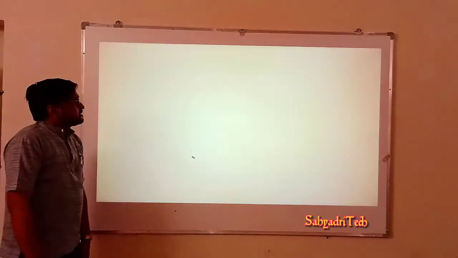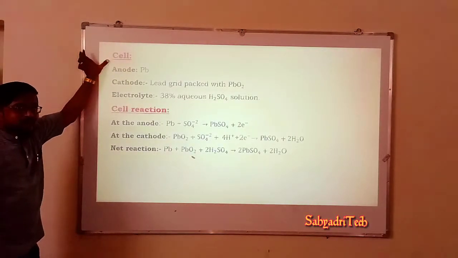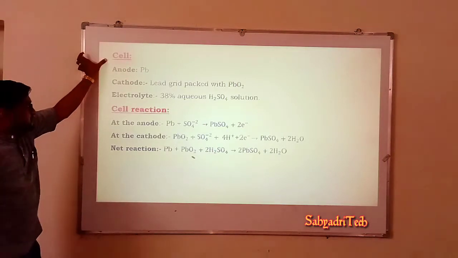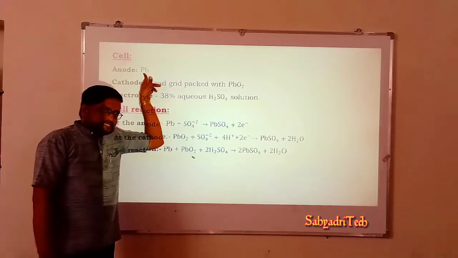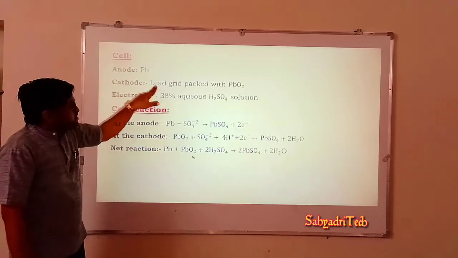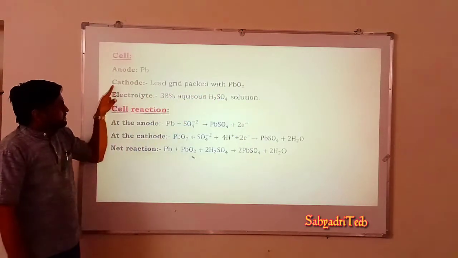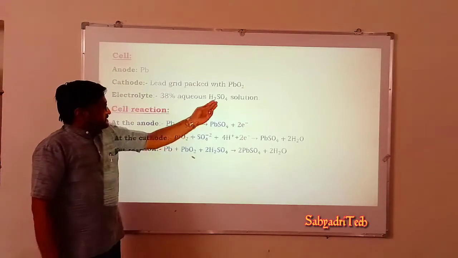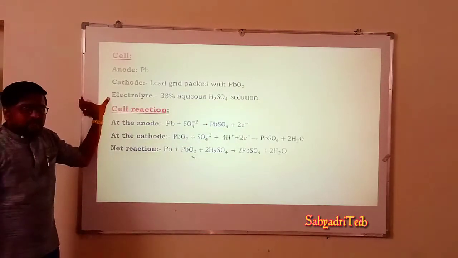Well, coming to the cell. So overall, what is to be remembered here? Anode, cathode, electrolyte, cell reaction. At anode, at cathode, net cell reaction, and cell potential. Coming to the cell, what is the anode here? Spongy lead, or simply say lead, acts as anode. And what is the cathode? A lead grid packed with lead dioxide acts as a cathode. And what is the electrolyte? A 38% weight by volume sulfuric acid acts as the electrolyte.